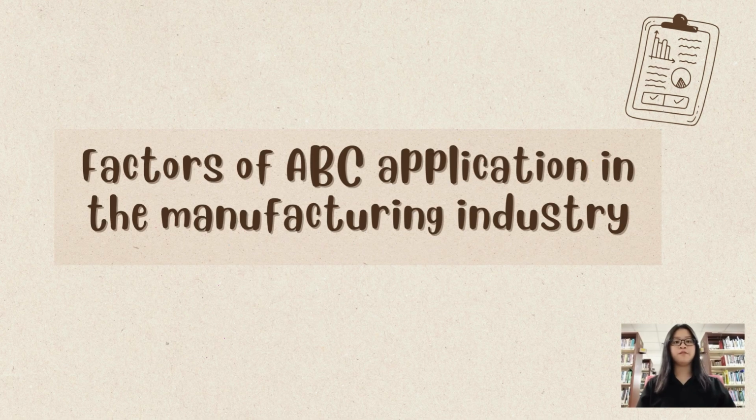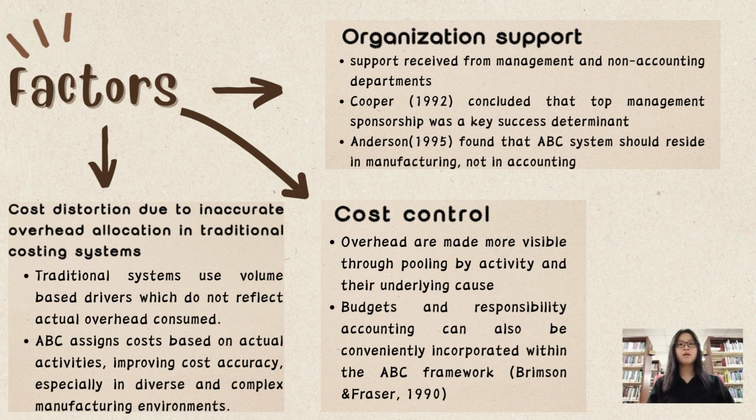Now, I will present the factors of ABC application in the manufacturing industry. Organizational support is one of the factors of ABC application in the manufacturing industry. Organizational support relates to the support received from management and the non-accounting departments. Cooper in 1992 concluded, based on a study of eight implementations, that top management support and sponsorship was a key success determinant. Anderson in 1995 found that the ABC system should reside in manufacturing, not in accounting. She also found that knowledge of the production process is very important in ABC success.